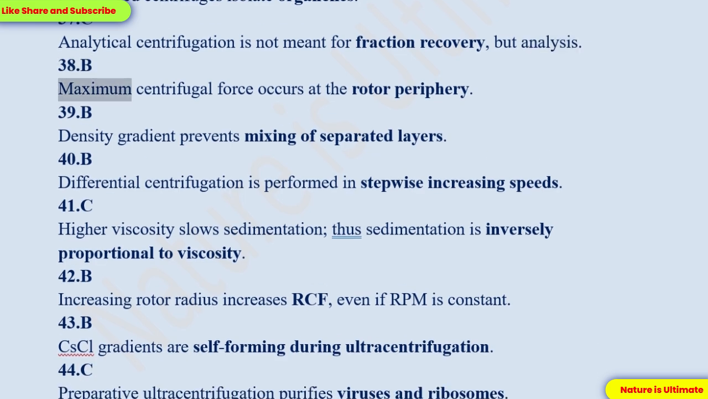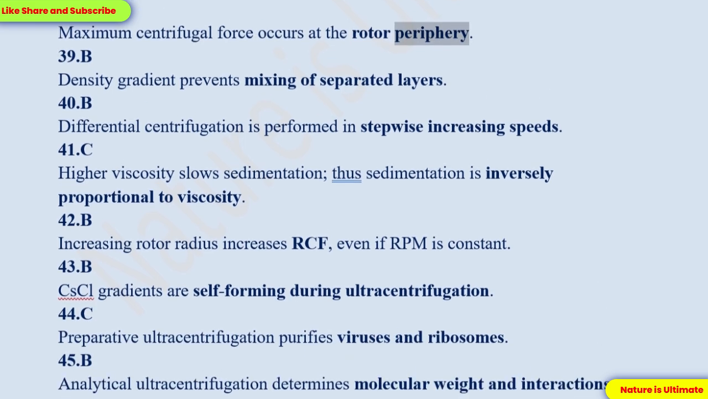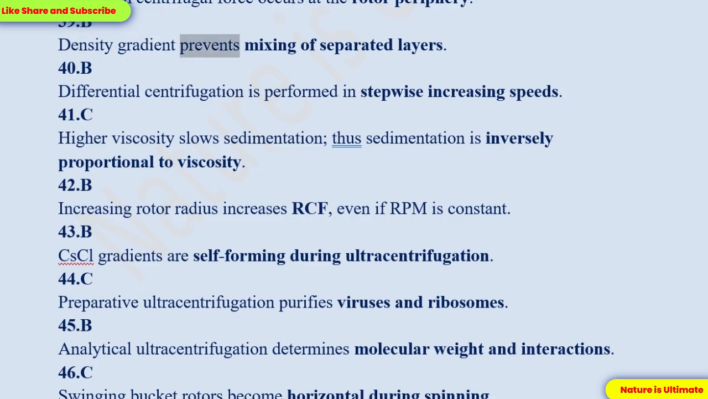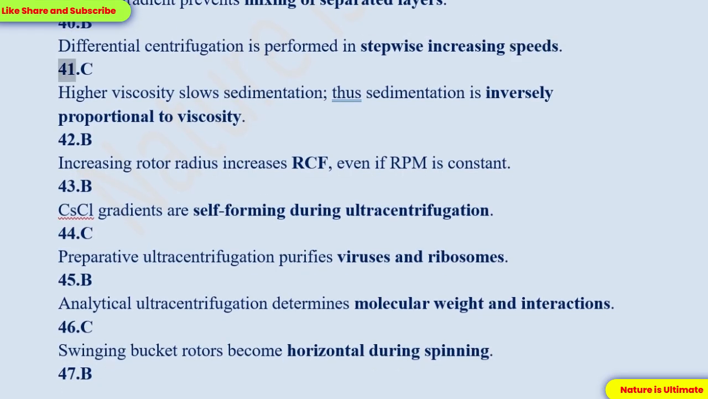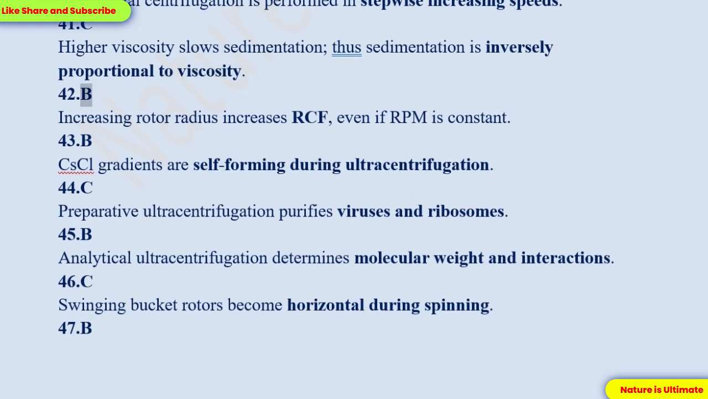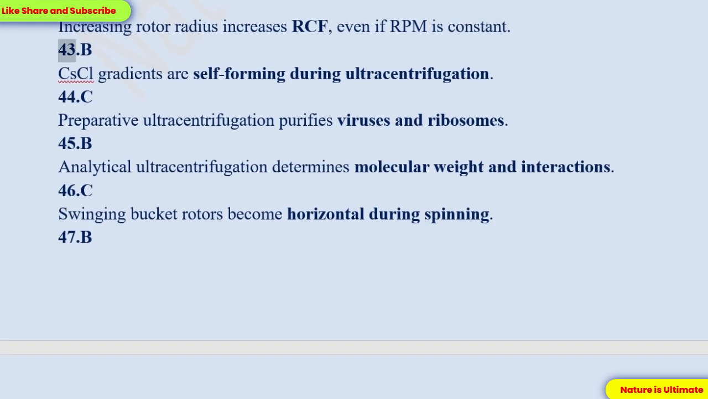38b. Maximum centrifugal force occurs at the rotor periphery. 39b. Density gradient prevents mixing of separated layers. 40b. Differential centrifugation is performed in stepwise increasing speeds. 41c. Higher viscosity slows sedimentation, thus sedimentation is inversely proportional to viscosity. 42b. Increasing rotor radius increases RCF, even if RPM is constant. 43b. CsCl gradients are self-forming during ultracentrifugation. 44c. Preparative ultracentrifugation purifies viruses and ribosomes.